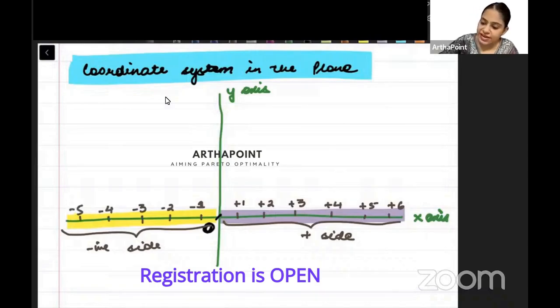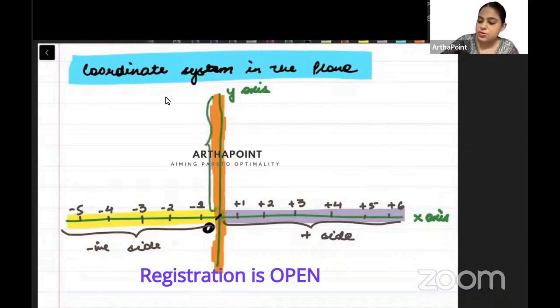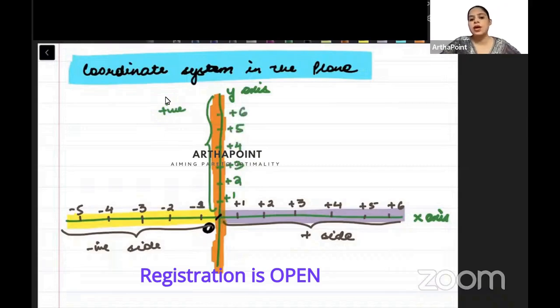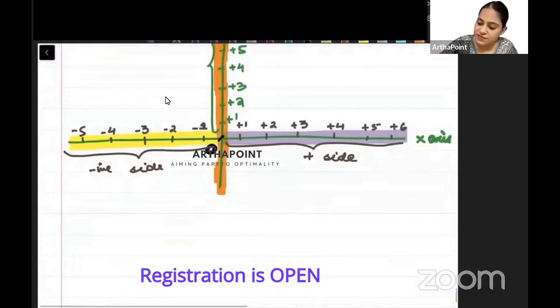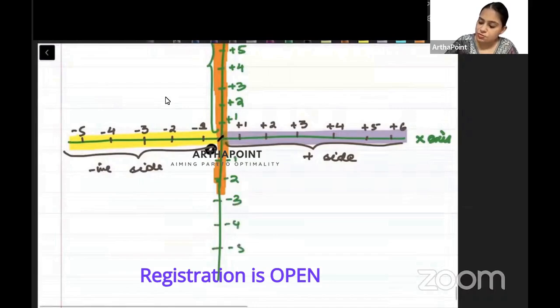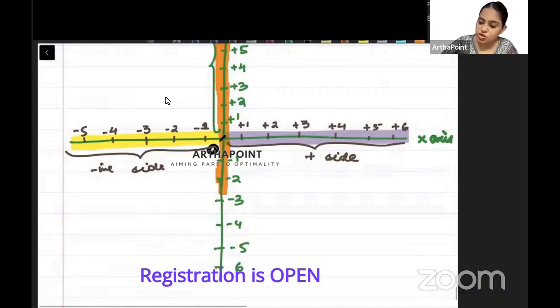Like that I will have my y-axis. Right? But whatever will be coming here, this will be positive side of the y-axis. माने +1, +2, +3, +4, +5, +6. And whatever will be coming below, that will be the negative side of the y-axis. माने -1, -2, -3, -4, -5, -6 and so on.